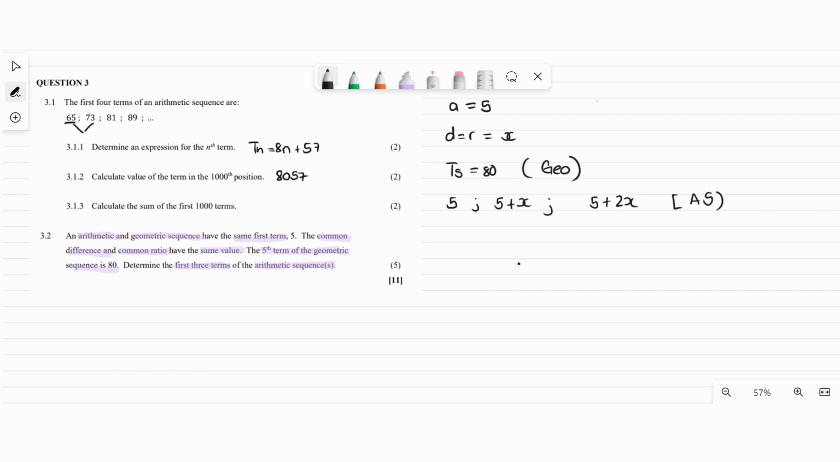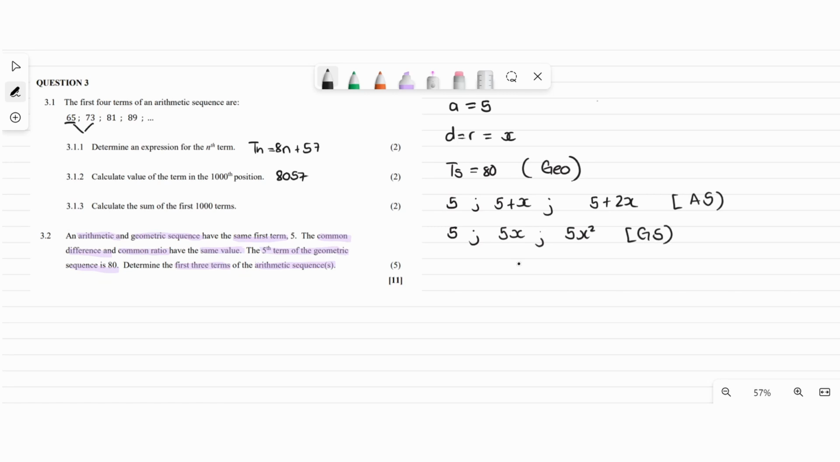Okay? So for the geometric, to find the ratio, we need to take the second one divided by the first one. So if the first term is 5, we're going to multiply, because to find the ratio we need to divide. So this is the same as saying 5x, and for the third term, it's going to be 5 multiplied by x, multiplied by x. So this is the same as 5x squared. So I'm going to rewrite it: 5x squared. And this is for GS, which is the geometric sequence.